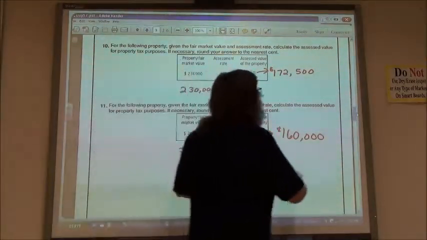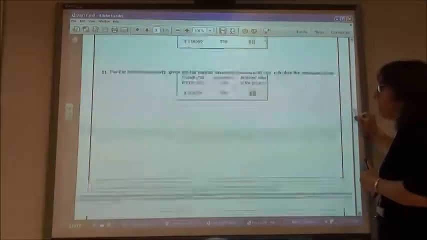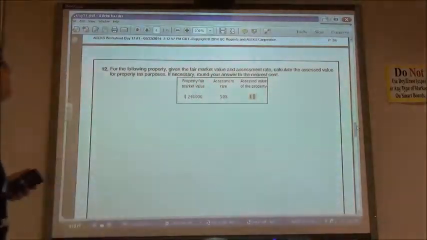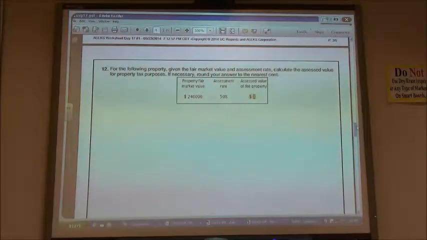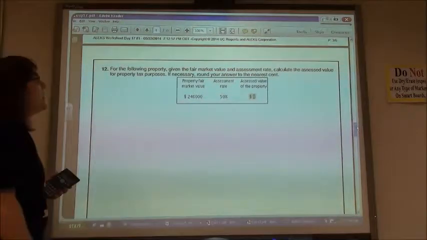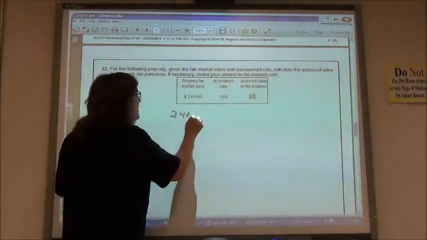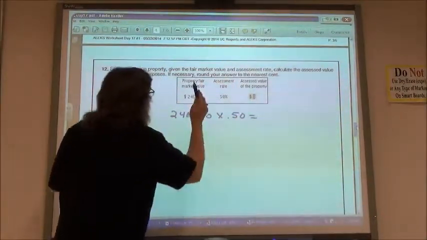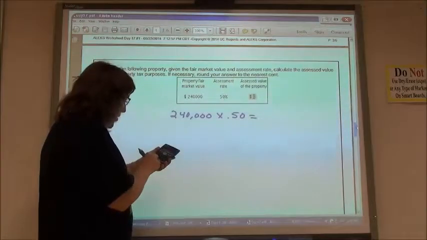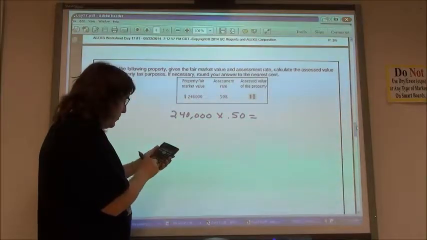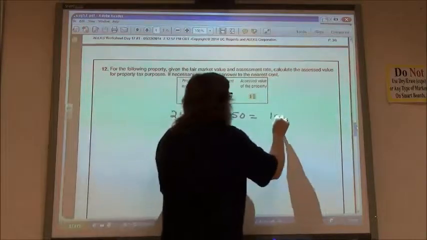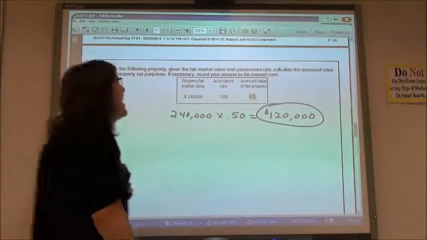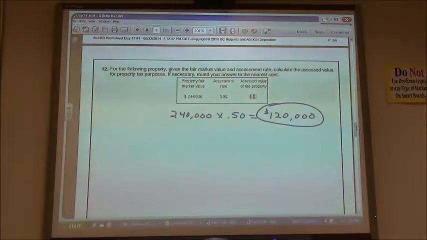And one more here. Number 12, for the following property, given the fair market value and the assessment rate, calculate the assessed value for the property tax purposes. This property is worth $240,000. The assessment rate is 50%. And so it's going to be worth half. 240,000 times 0.50 would be 120,000, right? 120,000 is half of 240,000. And so my assessed property value, 120,000.